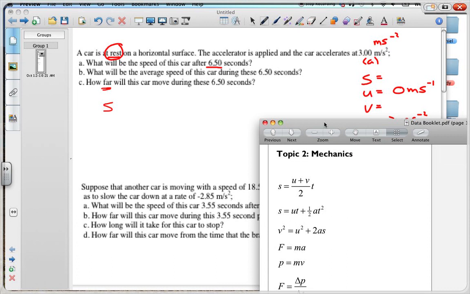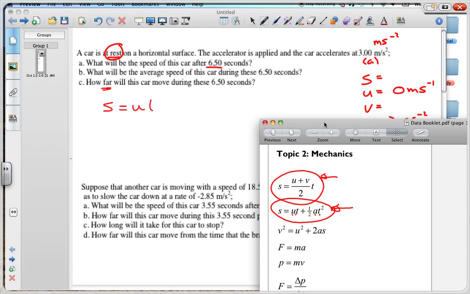So which formula will we use? Well, we could use that formula because we've got all the information for that. We could actually use this formula also because we've got our U, we've got our A, and we've got our T. We could even use this formula, but here we'd have to rearrange it. So probably the best one to use would be this one over here. That's pretty straightforward. But I'm going to use this one just to show you how it gets used.